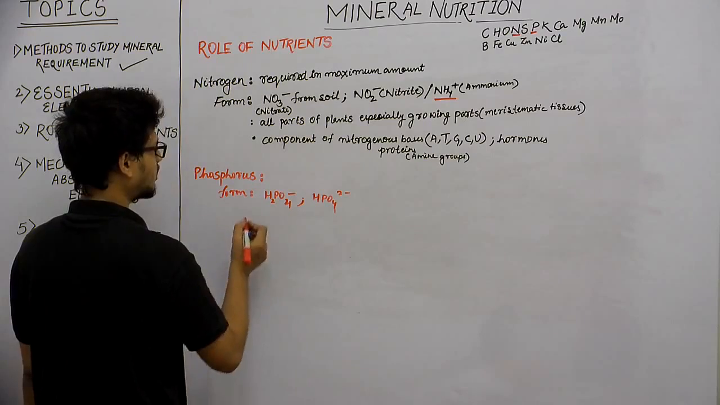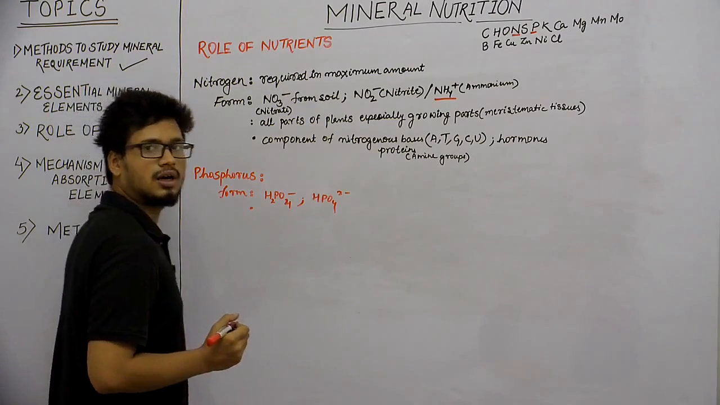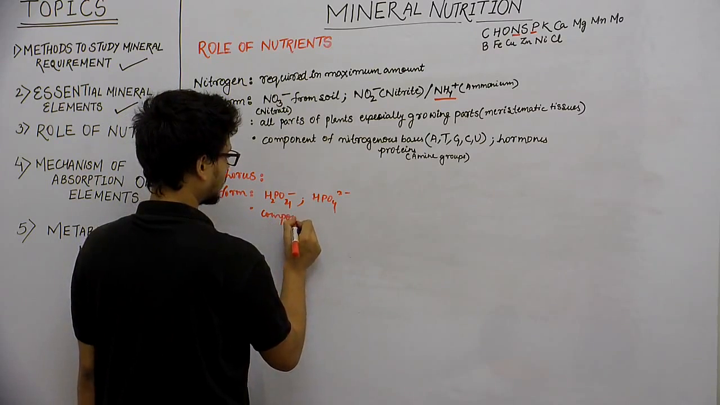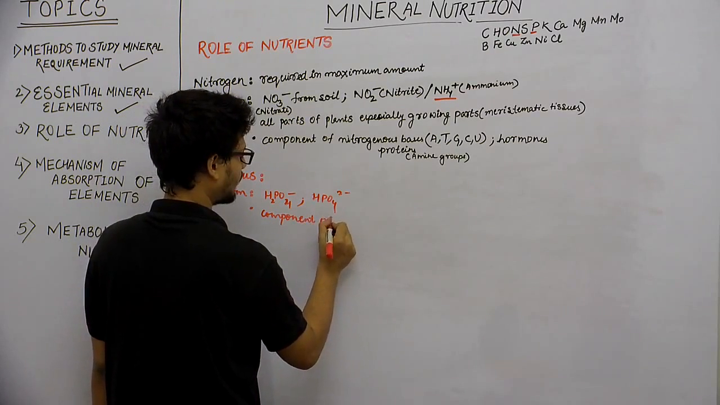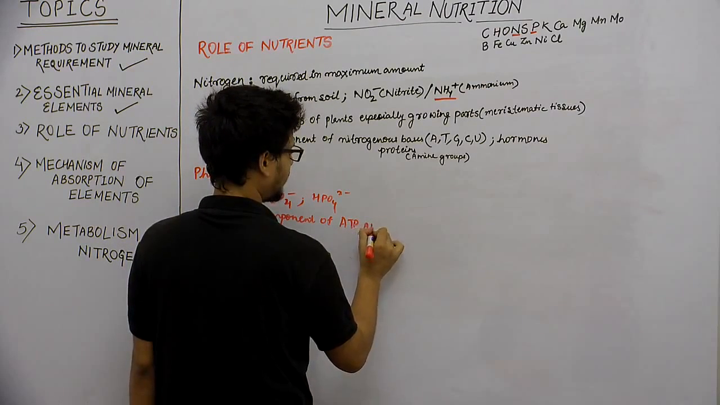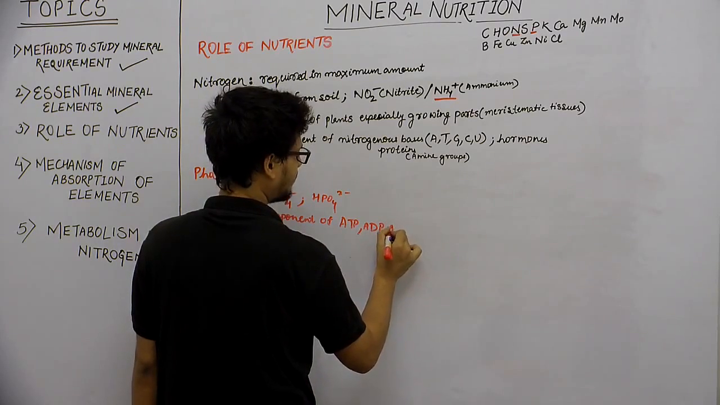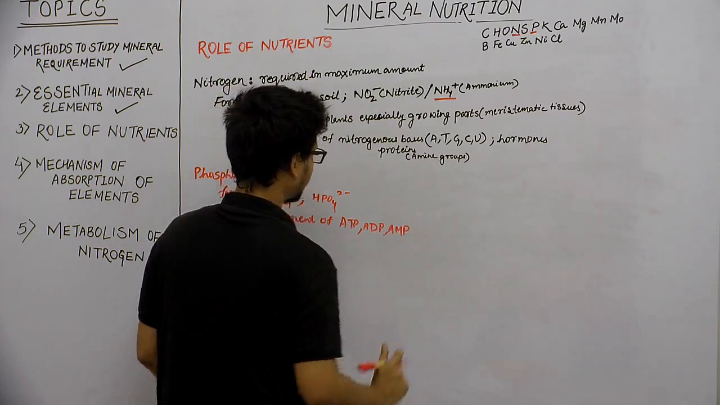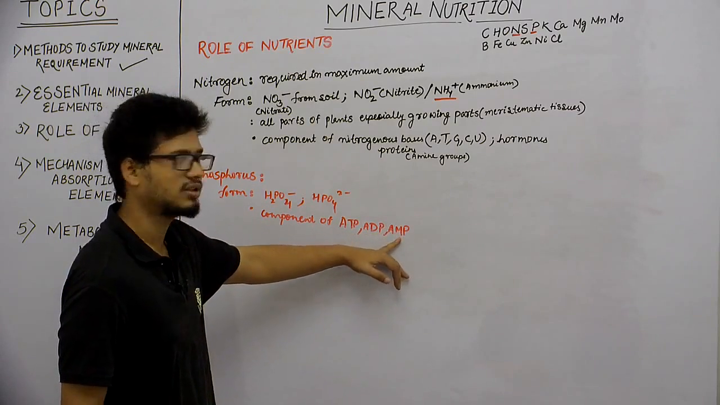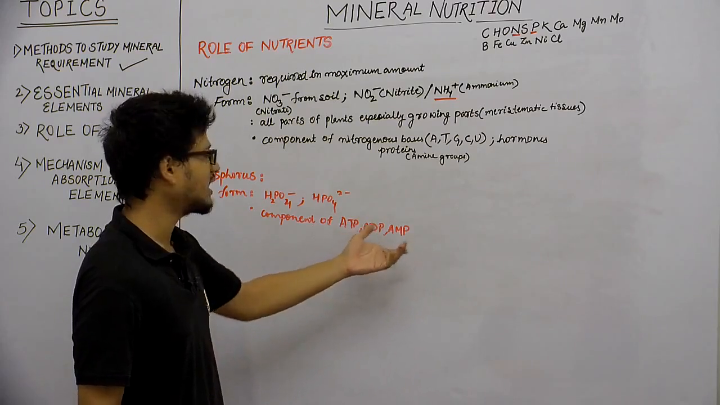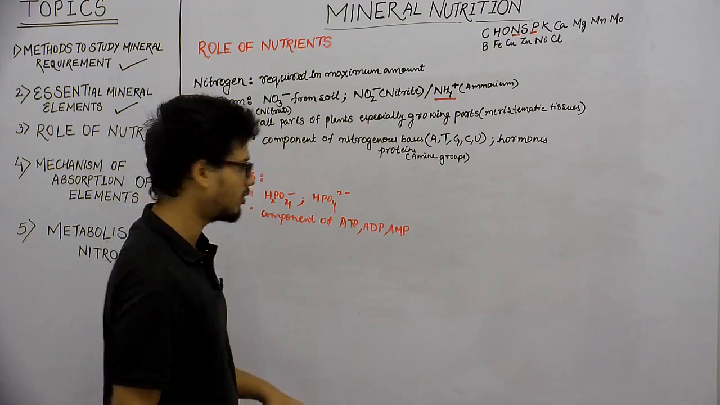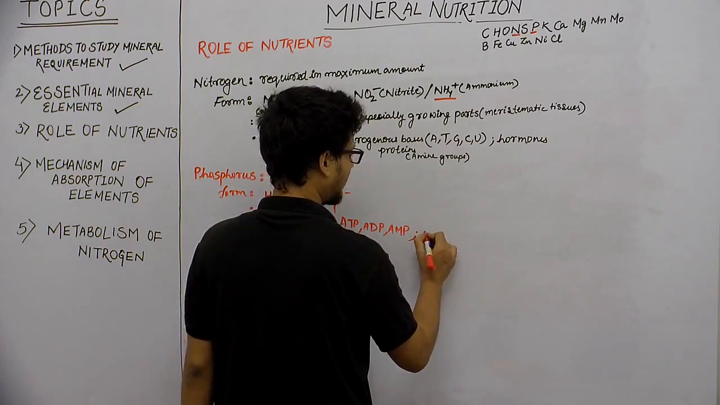Now what is the role of phosphorus? Phosphorus is an important component of ATP, ADP and AMP. That is adenosine triphosphate, adenosine diphosphate and adenosine monophosphate. So everyone has phosphate. These are energy rich compounds and phosphorus has a very important role in them. Then we talk about DNA and RNA.